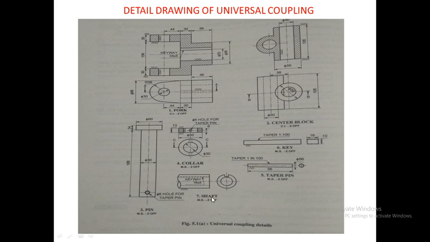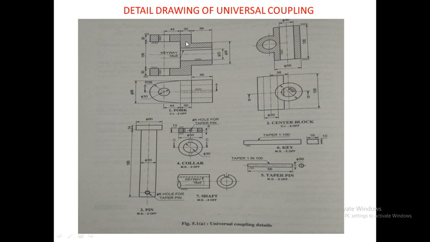Then we have part number 7, that is the shaft. This is a shaft. The shaft will have a slot on its upper side or lower side. You can see this slot. Now this slot is used for inserting this key. This is the locking key. That is the key which is used to lock this shaft with this fork.